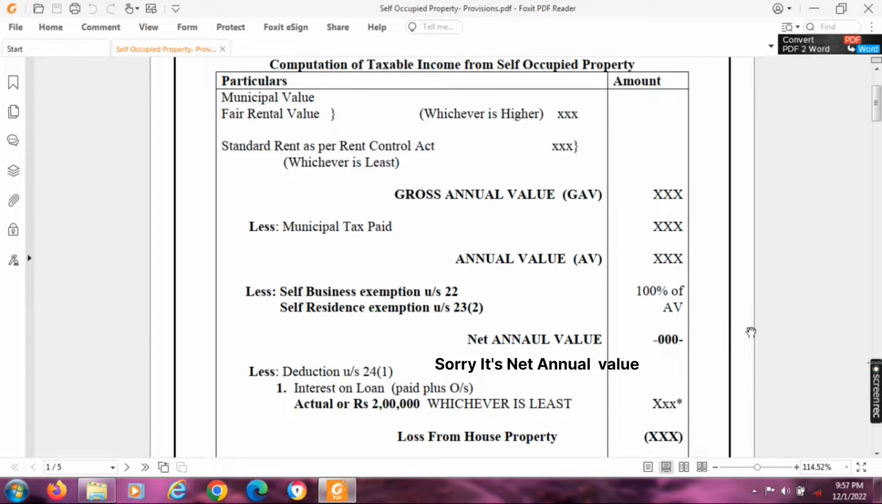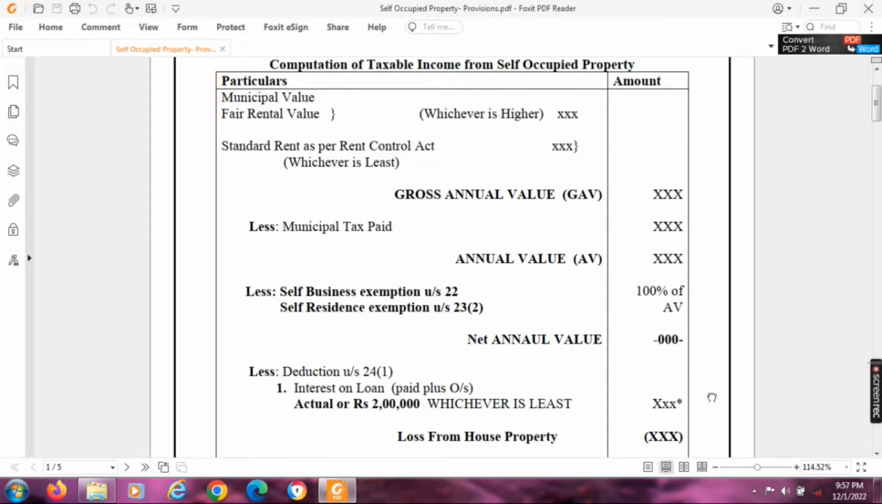When the property is self-occupied, there are two options. Self-occupied for their business or self-occupied for the residence. When the property is self-occupied for the business, we can claim exemption under section 22. 100% of the annual value is exempted. When the property is self-occupied for residence, we can claim self-residence exemption under section 23 subsection 2. So the balance value is called net annual value. So the net annual value for the self-occupied property is always 0.